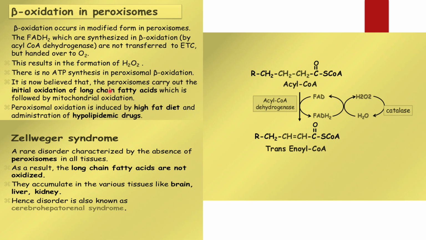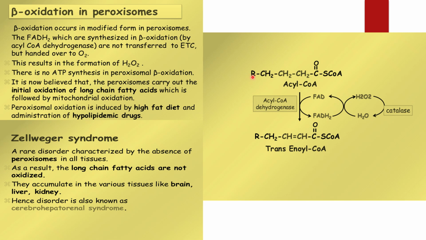It is now believed that peroxisomes carry out the initial oxidation of long chain fatty acids, which is followed by mitochondrial oxidation. Peroxisomal oxidation is induced by a high fat diet and administration of hypolipidemic drugs. So it is an energy conservative process. FADH2 is not going to generate energy through the electron transport chain, as the peroxisome lacks that ETC system.